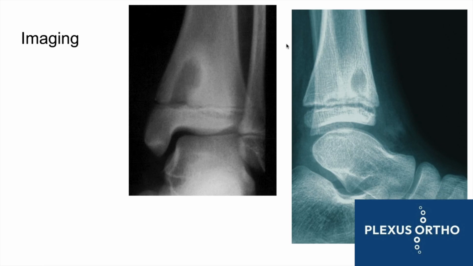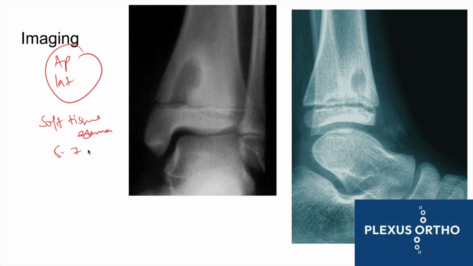Now coming to the imaging, what will you see? You should obtain an AP and lateral view of the suspected affected area, right? In early films, in the first few days, you will only see soft tissue edema. After about 5 to 7 days, you can see periosteal bone formation. In 10 to 14 days, you can see osteolysis. The bone becomes more radiolucent.